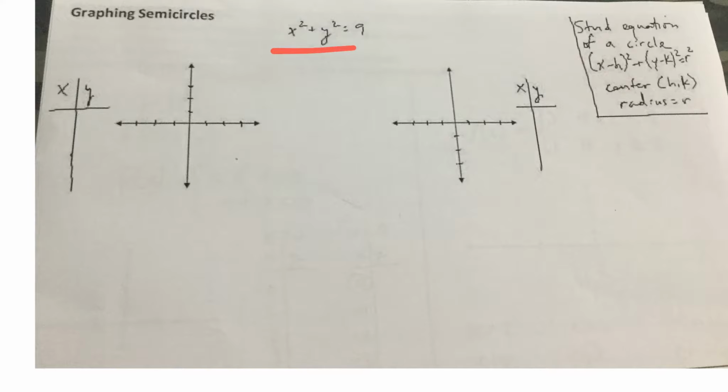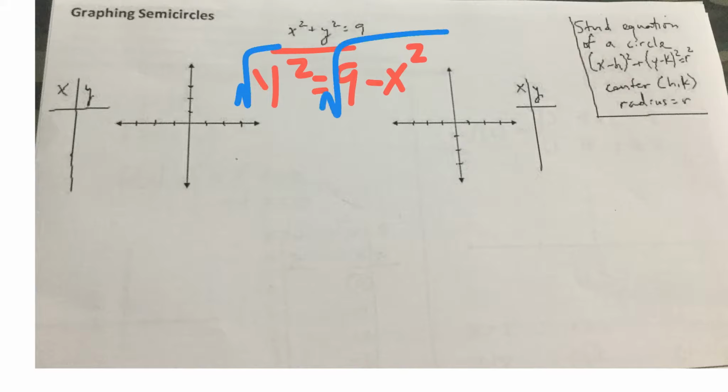So I'm going to take this and solve for y. That tells me y squared equals 9 minus x squared. Now y is being squared, so I would take a square root of both sides. When I choose to take a square root, I always account for the plus or minus. So y equals plus or minus the square root of 9 minus x squared.